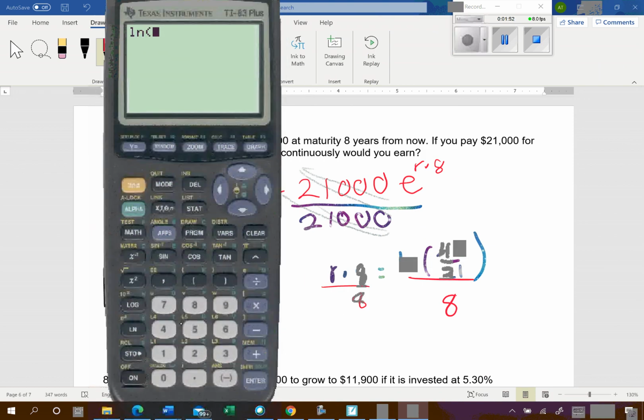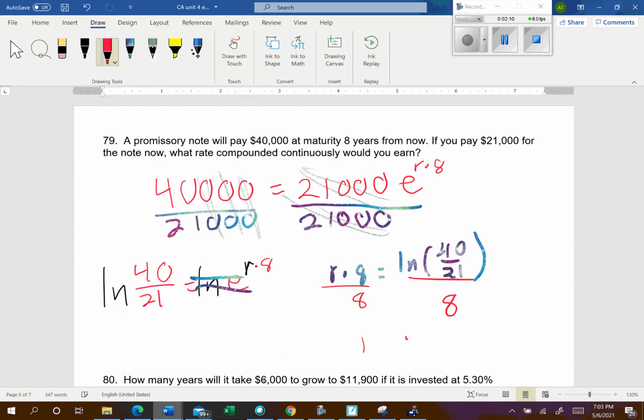So let's see, natural log of 40 divided by 21. And I'll go ahead and press enter now. I could go ahead and say divide by 8, but let's see what that is. So that's that value. Now I'm going to divide it by 8. And so I'm getting 0.0805. So that's what I'm going to write down. 0.0805. So if they ask for the rate as a decimal, this is what you'd put, and just be careful to round however it may ask.